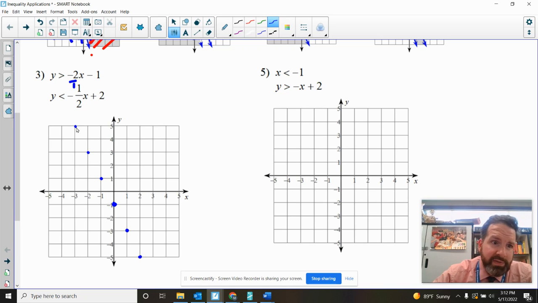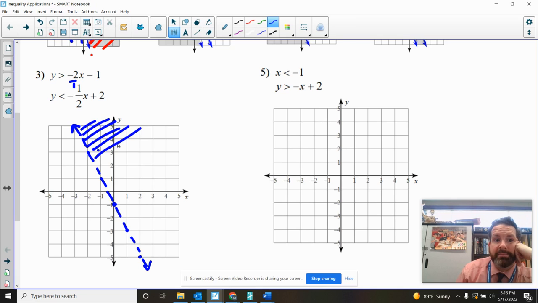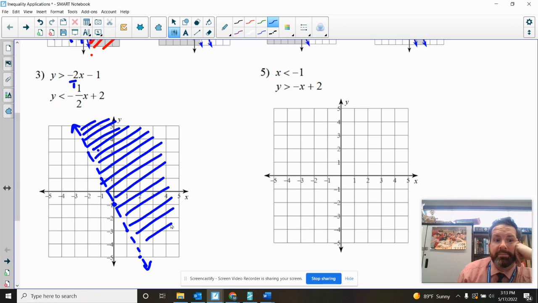And I think I'm going to try and draw this one by hand. It should be dashed because there is no equal bar underneath. So there's our boundary line. And now, which side do we shade on? Well, it's a greater than, so I'm going to shade above. You can also choose a test point. If you test 0, 0, what you'll get is 0 greater than negative 1, which is true. So we should shade on this side of things. So I'm going to put in my shading for the first inequality. There it goes.